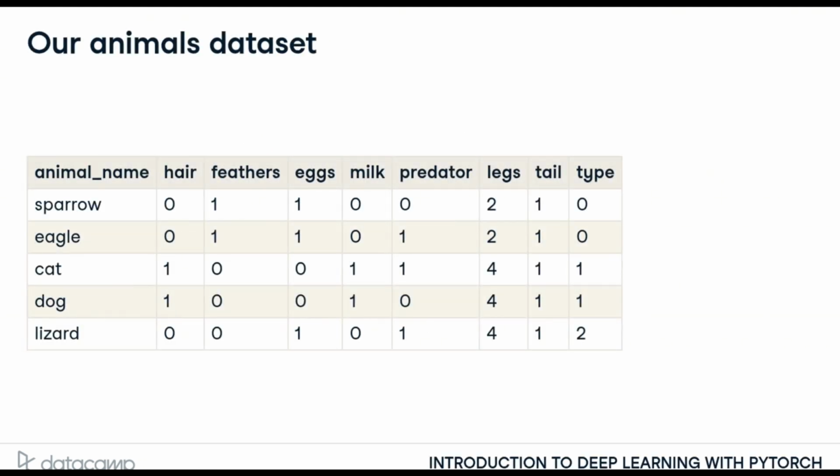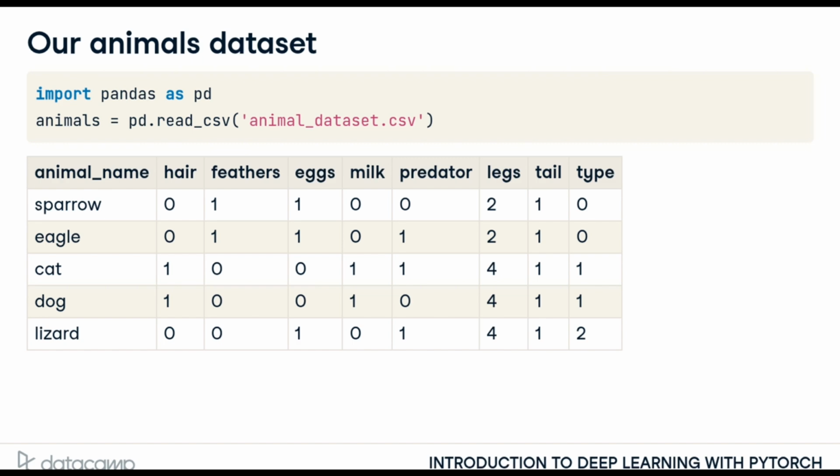Efficient data handling is key to training deep learning models. Our animal classification data is in a CSV file and can be loaded using pd.read_csv. We'll use hair, feathers, eggs, milk, predator, legs, and tail as features to predict an animal's type. The animal name column isn't needed since names don't determine classification.